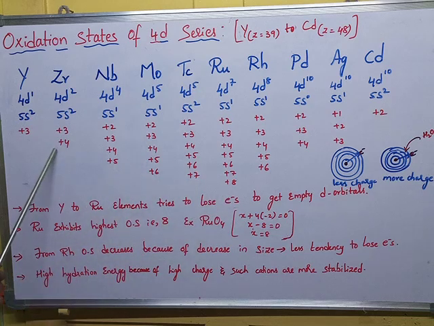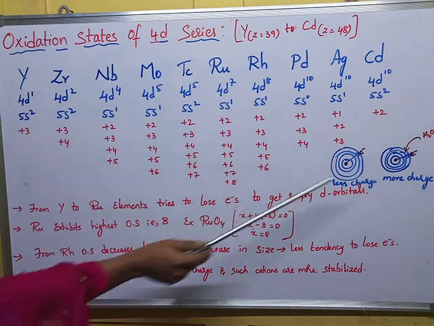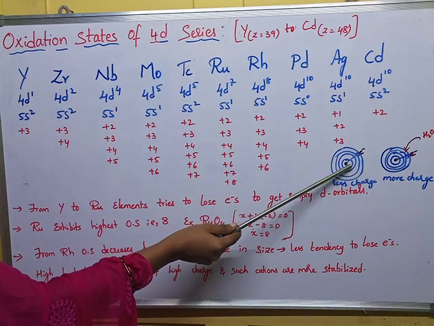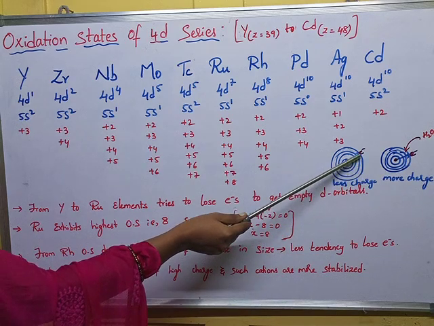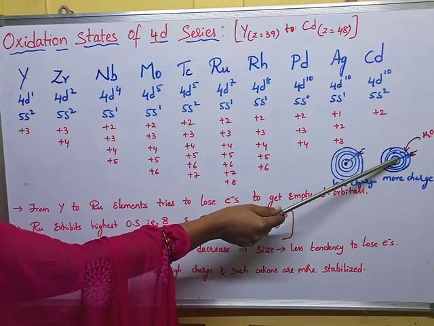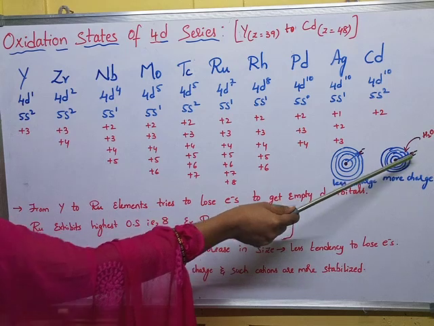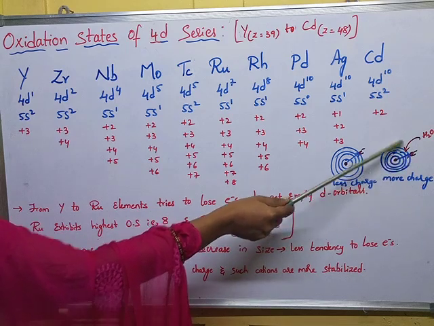So whenever they are exhibiting highest charge, their size will be decreased when compared to less charge. Okay, less charge means less positivity, so nuclear attraction will be less. High charge means high positivity. More positivity means electrons will be attracted towards the nucleus and size will be decreased.